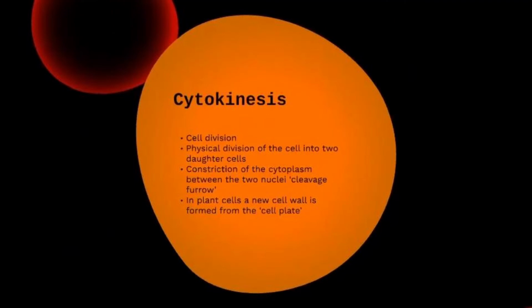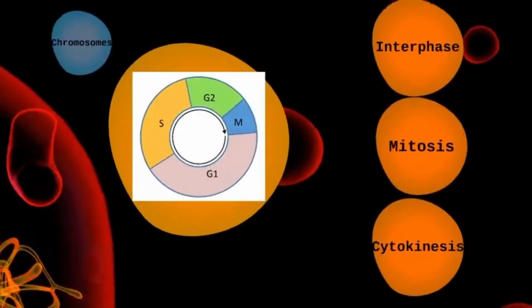In plants, because they also have a cell wall, what we see is the formation of a new cell wall from the cell plate following cytokinesis. So to go over it again, there are three stages to cell division. We have interphase, which is made up of G1, S, and G2. And G1 is where the cell does its normal stuff, so producing proteins and things like that, and grows.